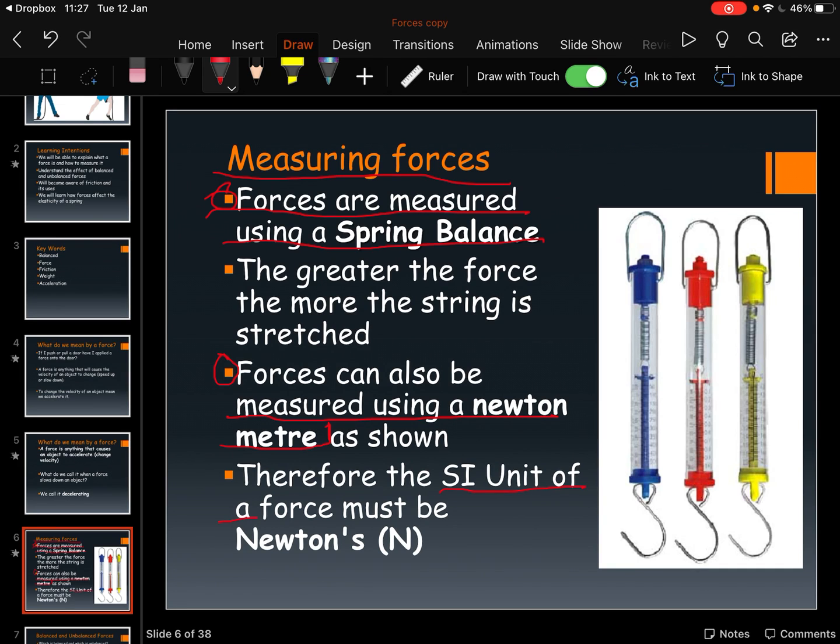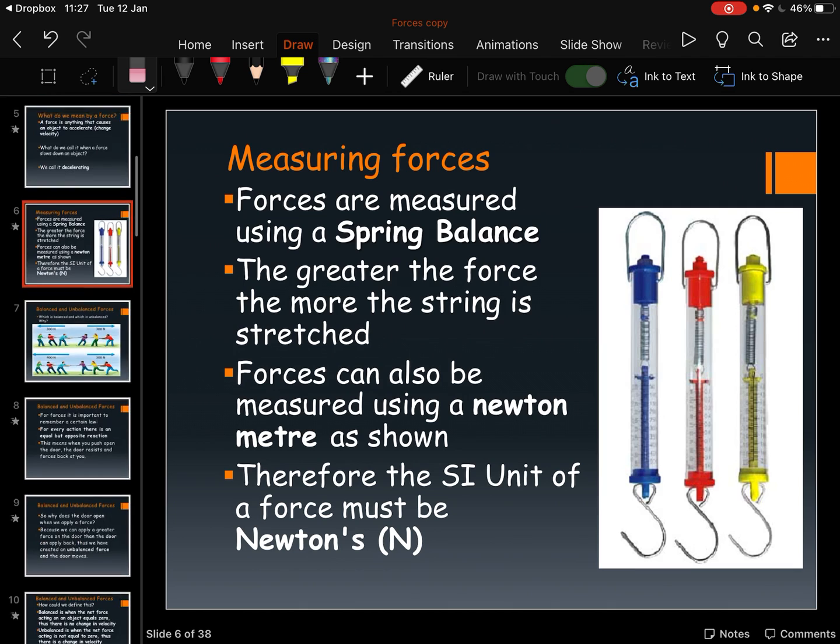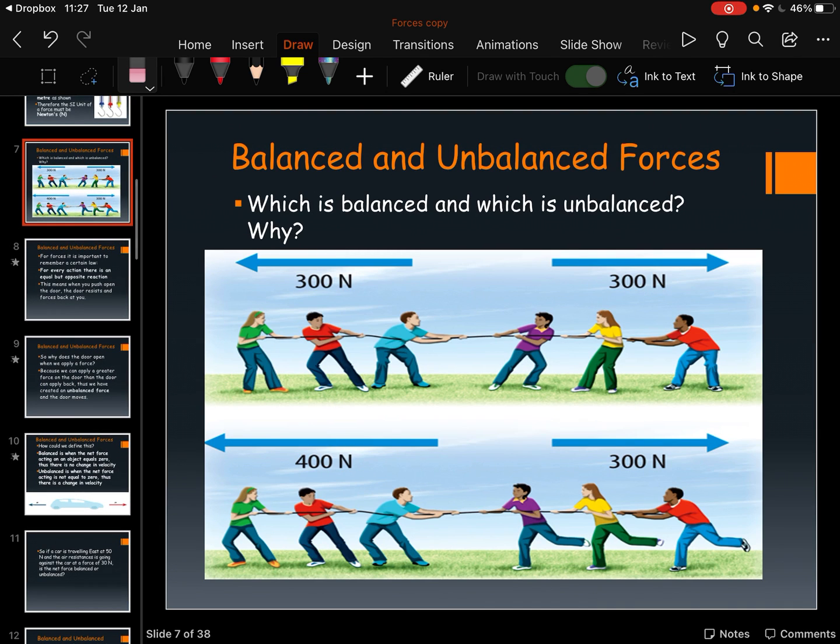And of course, the SI unit of a force must be newtons. So all forces are in newtons, a capital N, because it's named after Isaac Newton. Okay, so there are the 3 points I want you to take down there. Forces are measured using a spring balance, as well as Newton meters. And of course, the SI unit is the Newton, hence why it's called a Newton meter, okay? All right, so your next heading there, guys, simply is going to be a balanced and an unbalanced force, okay? Geez, that's a very unstraight line.